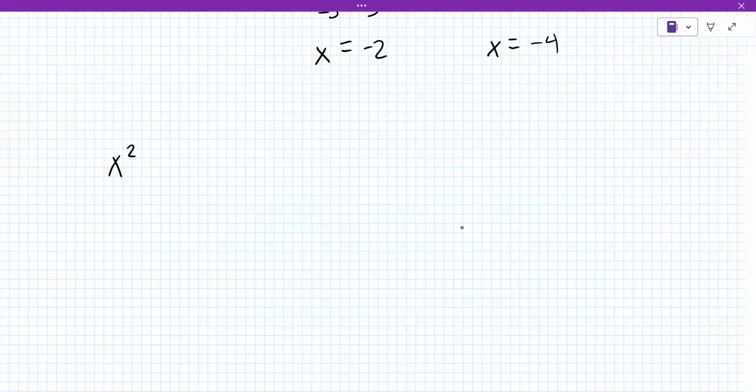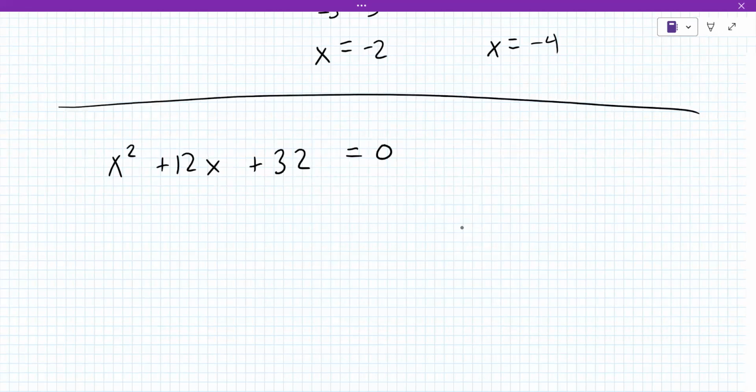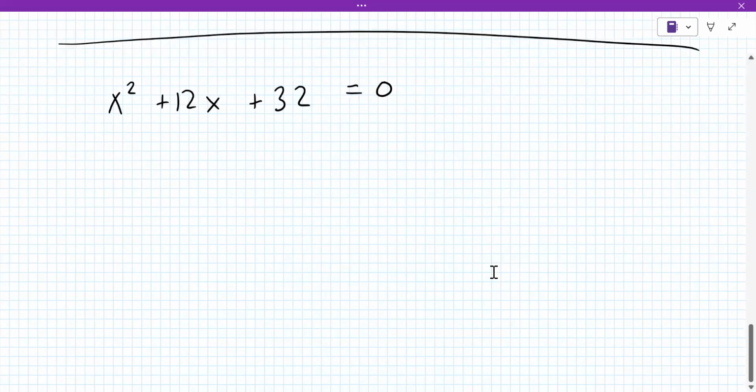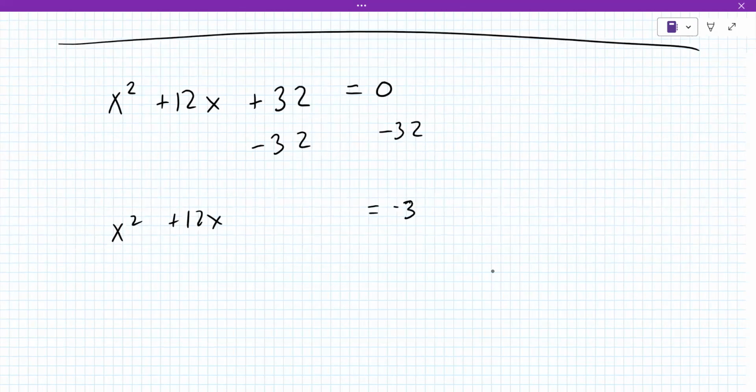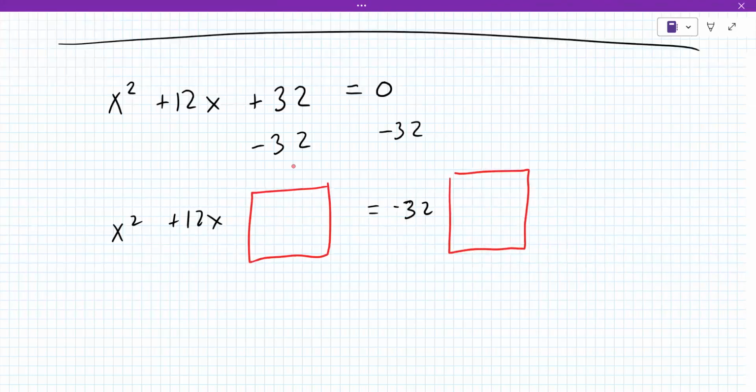X squared plus 12x, and let's do plus 32 this time. Right. So first step is to move that 32 to the other side of the equation. So it's x squared plus 12x, leave a space. We want to fill that in.